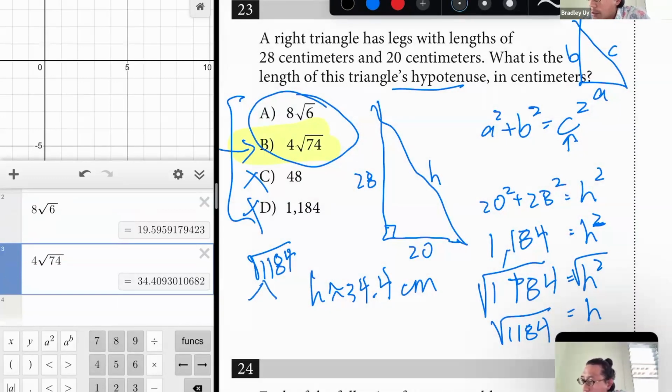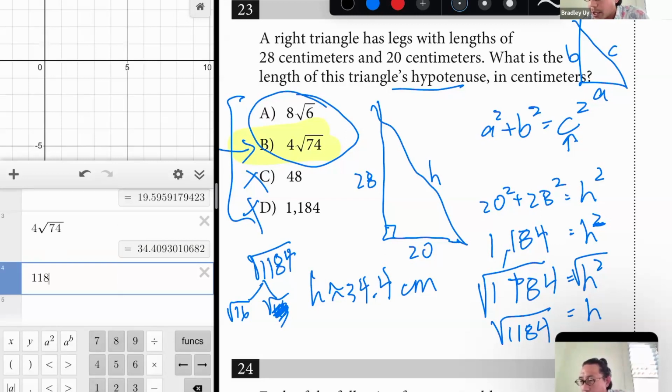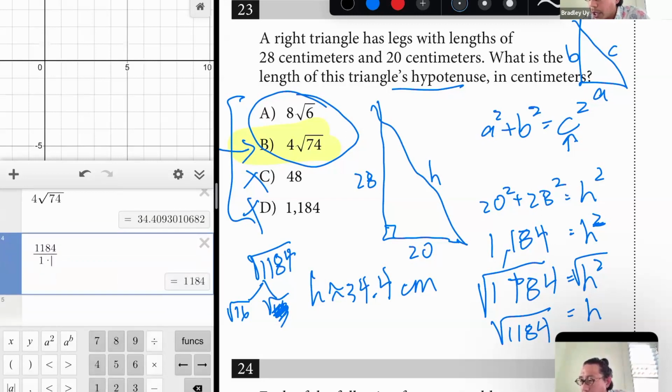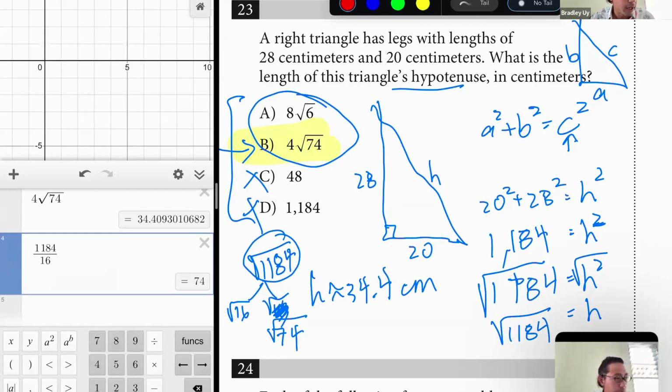If you wanted to simplify this by hand, obviously I know what the answer is, so I know the square root of 1,184 is divisible by the square root of 16. I know that just because I know the answer, but you divide this by 16. So you would break this down into the square root of 16 and the square root of 74. The square root of 16 simplifies to 4 without the square root symbol. So it's 4 root 74, which is what leads us to this correct answer, B. Okay, all right, next.